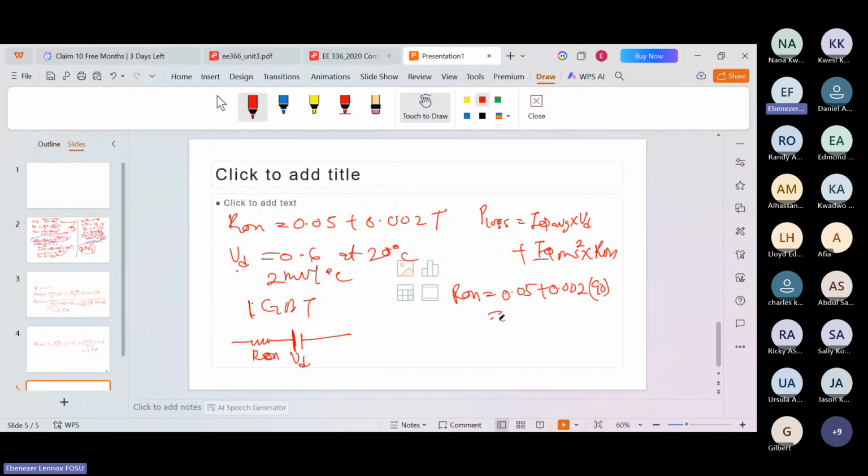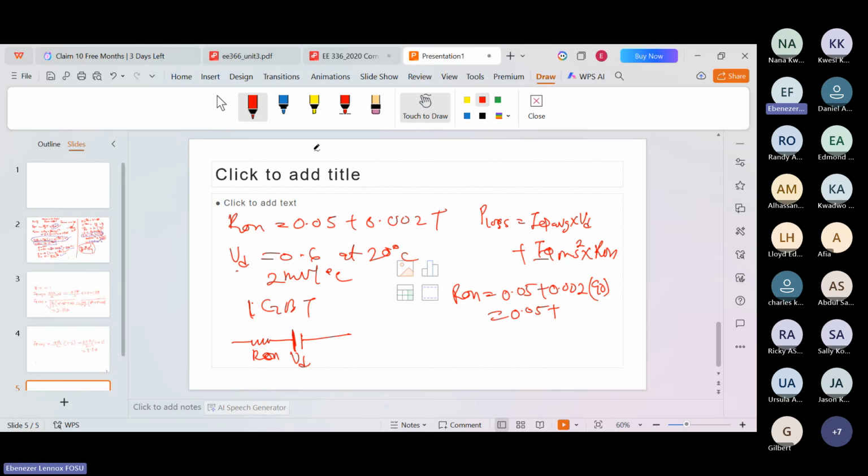So this gives us R on. Please, you can just punch your calculator and give me the final answer so that I will know. And please, where are we getting the 90 from?